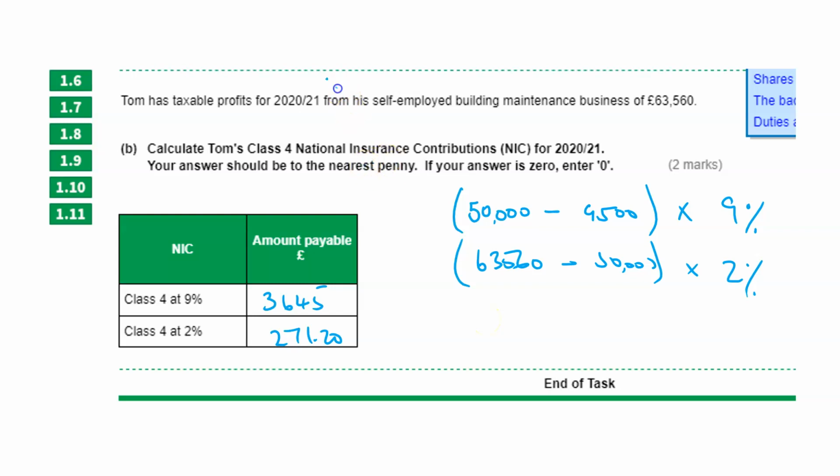This is class 4. So remember, class 4 is a national insurance for sole traders. Also, traders will pay this on their trading profits. Yes, on their trading profits. Okay, you can see on there taxable profits, taxable trading profits. Okay, great stuff, and that's 1.2.